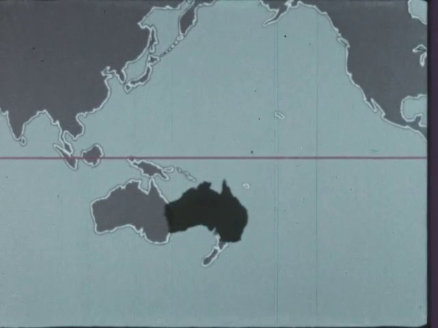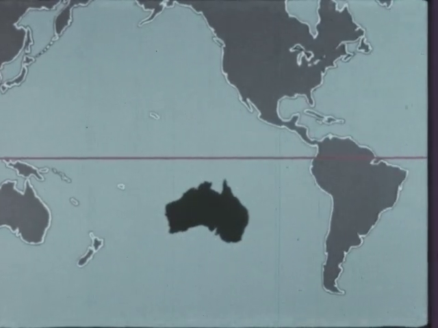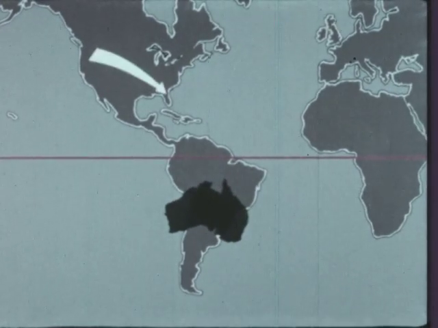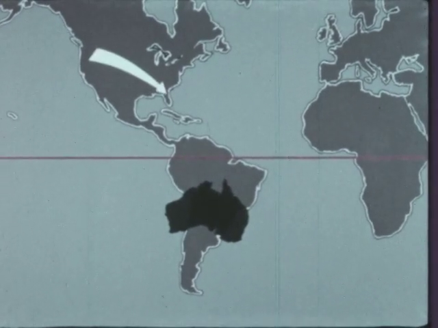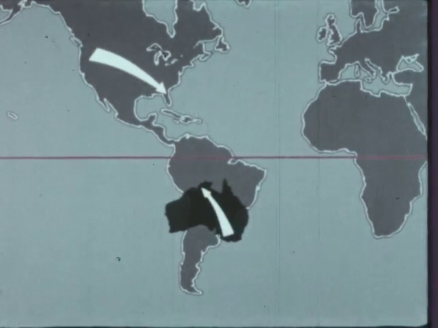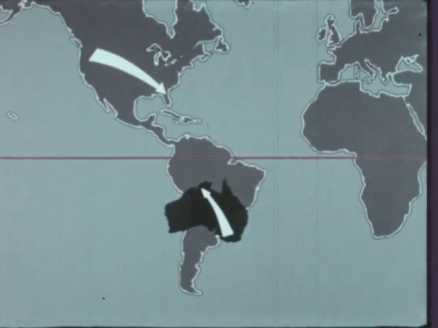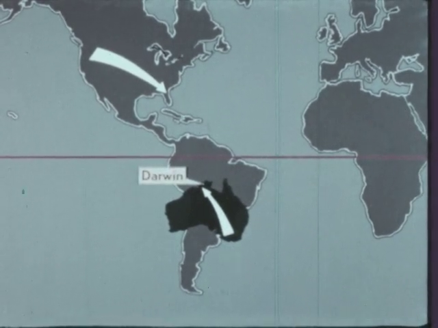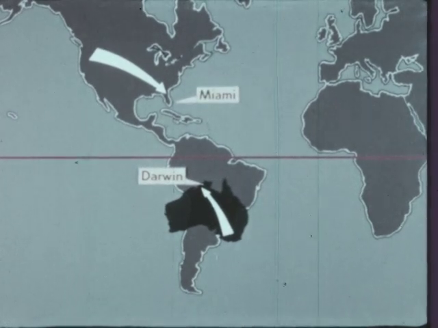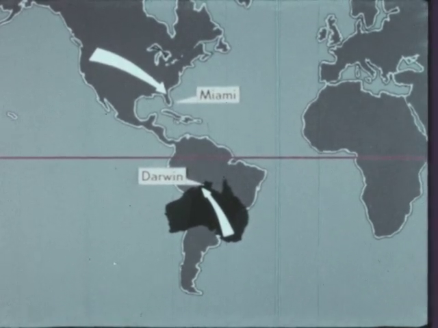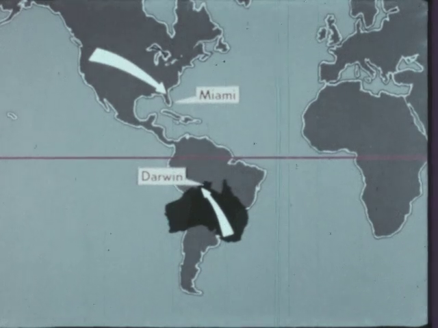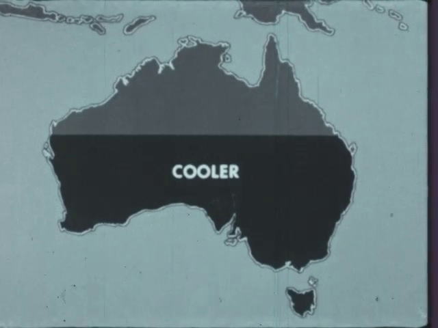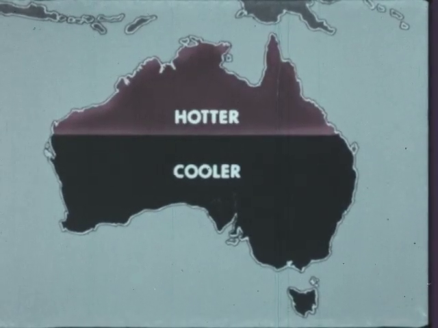Now let's make a closer comparison with the United States. In our country, we go south to the warm lands near the equator. In Australia, one goes north to the warm regions near the equator. The warmest city in Australia is Darwin, in the north, just as Miami is one of the warmest cities in southern United States. Yes, in the land down under, the climate is the reverse of ours. The cooler lands are in the south, the hotter lands are in the north.